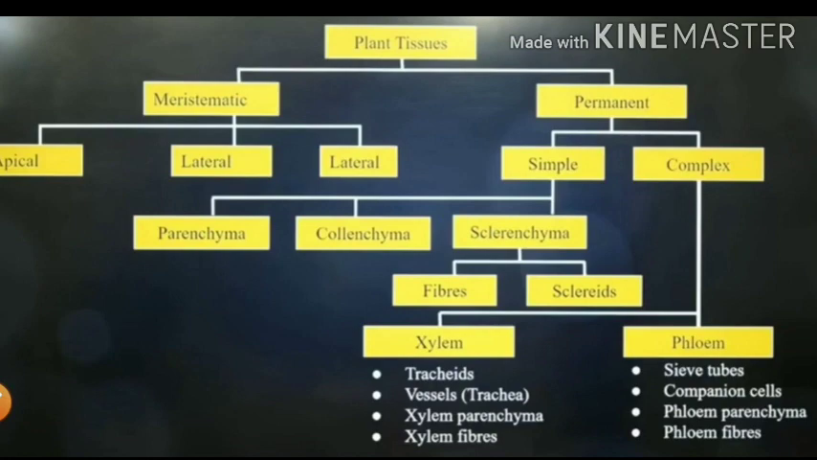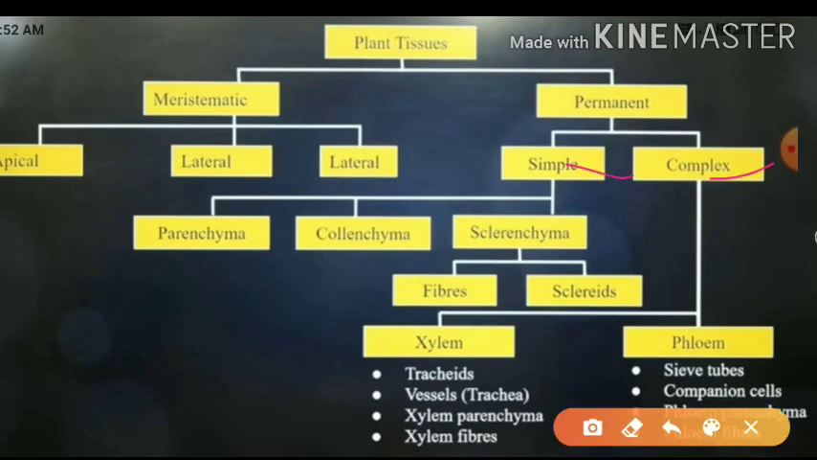So guys, after division, cells get modified. That condition is said to be a permanent condition. So permanent tissue consists of two types of tissues, that is, one is simple and another is complex.